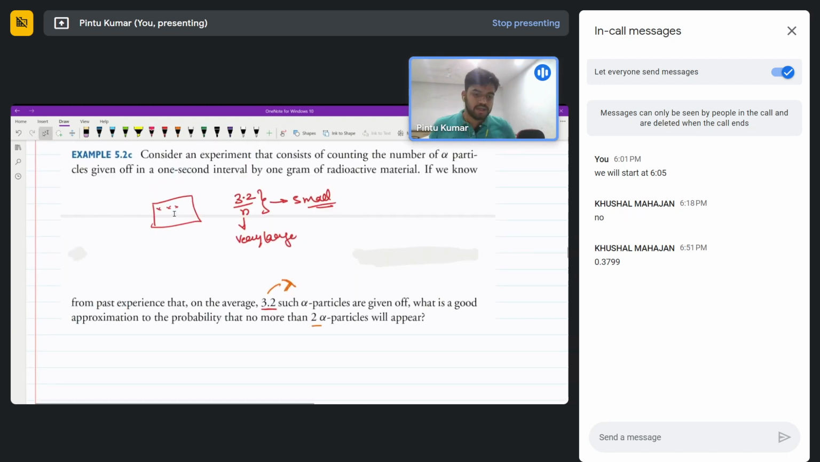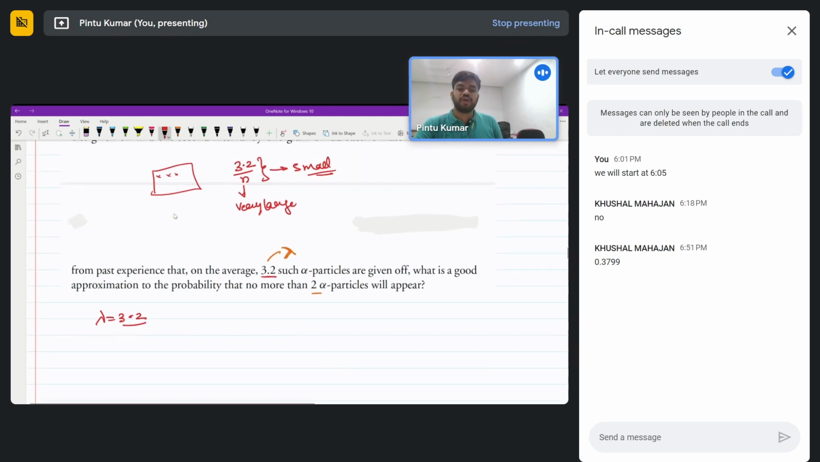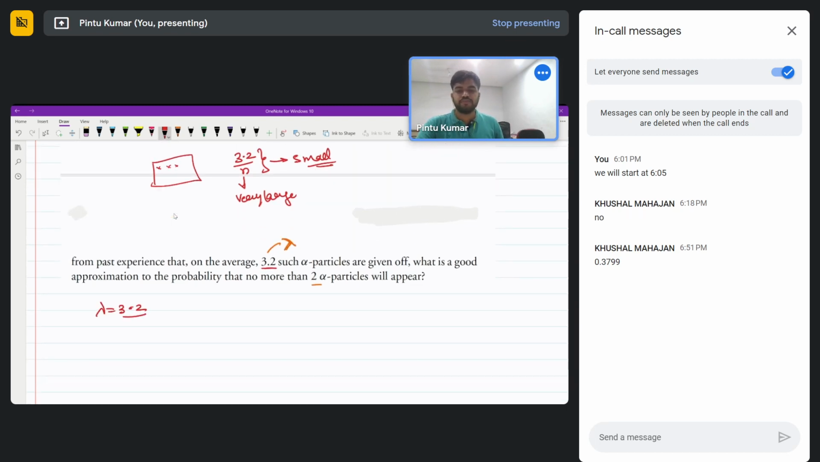Okay, so let's try solving this one. Now lambda is given to be 3.2, and you need to find the probability that no more than 2 alpha particles are emitted. So the probability that x is less than or equal to 2 is the probability that x is 0, or x is 1, or x is 2.